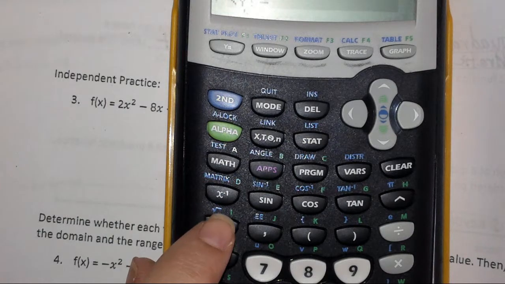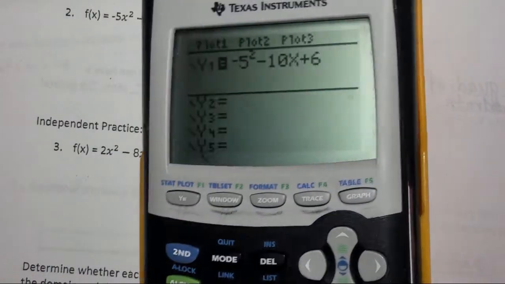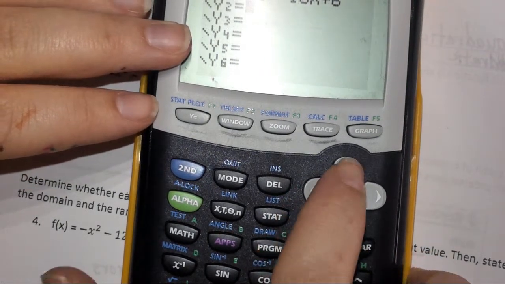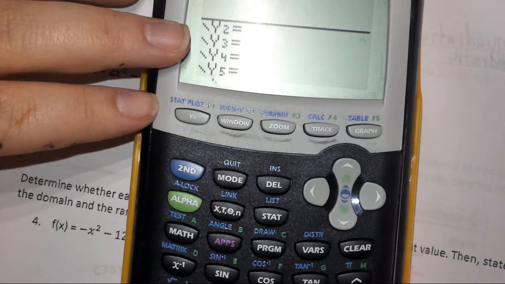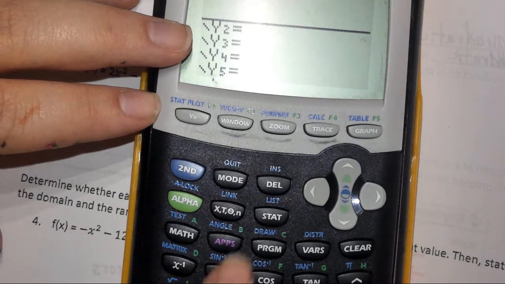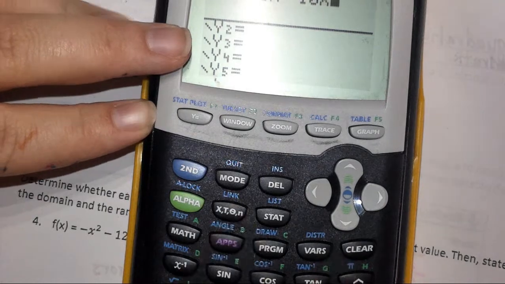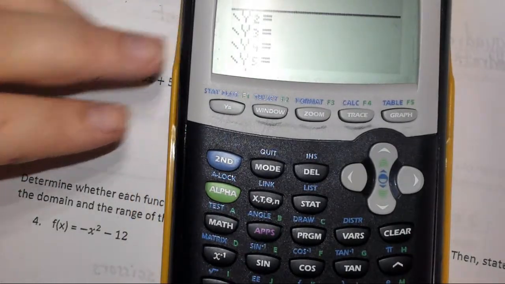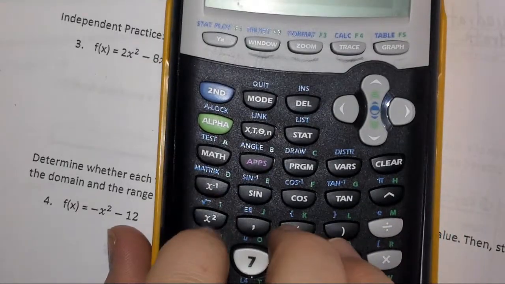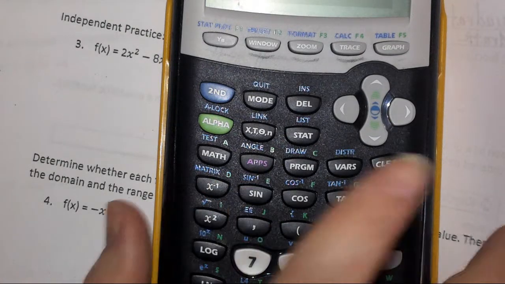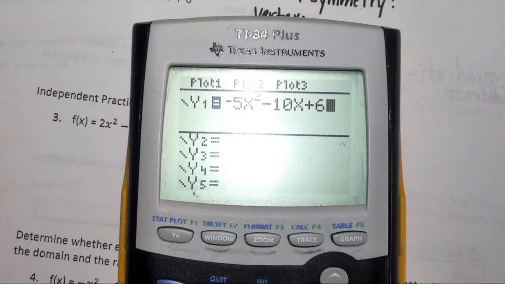There's actually a button that says squared. Oh, I did the thingy squared instead of 5. Let me start over. Negative 5x squared minus 10x plus 6. So you know how you press the negative 1 button for inverses? The x squared button's right below it. Negative 5x squared minus 10x plus 6.